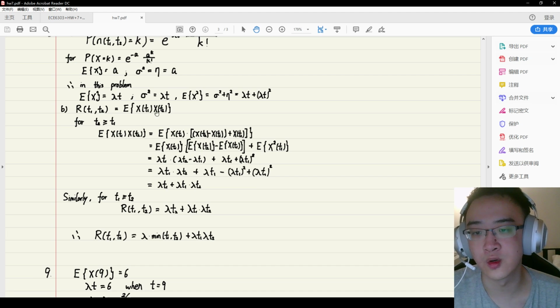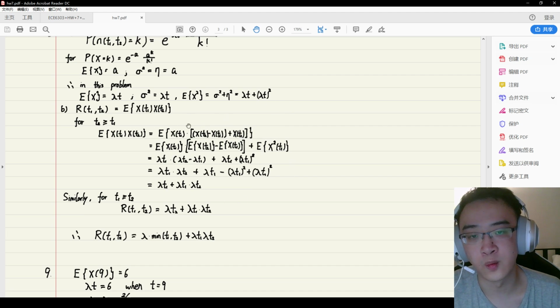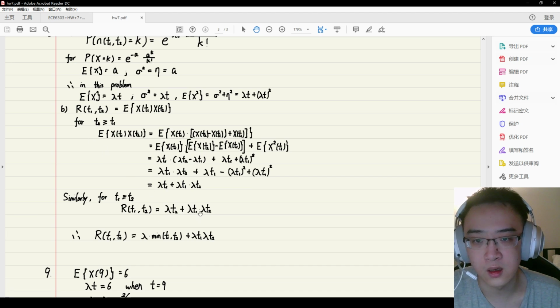Then the second situation is when t1 is bigger than or equal to t2. Similarly, it can be expressed as the expected value of X(t2) times X(t1) minus X(t2) plus X(t2). Repeating the same procedure, we get the final answer for the expected value: lambda t2 plus lambda t1 times lambda t2.